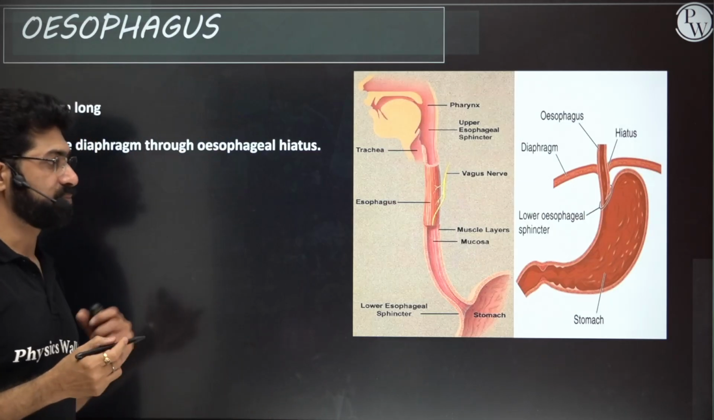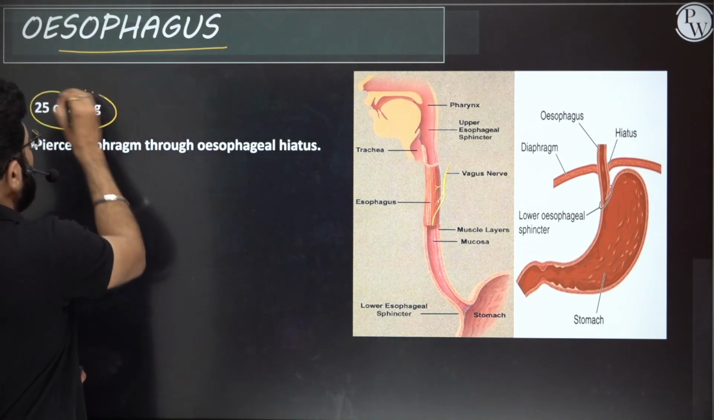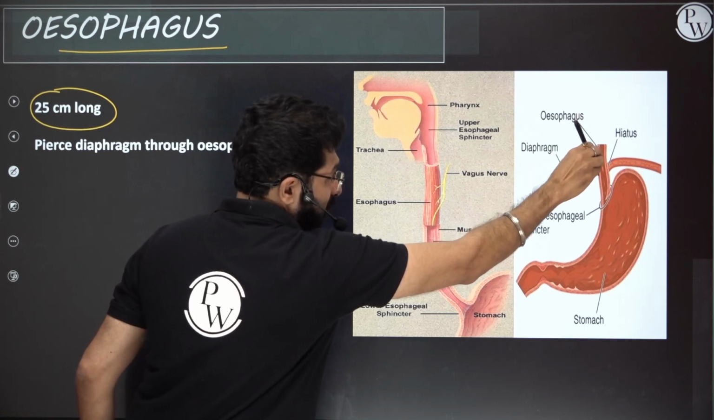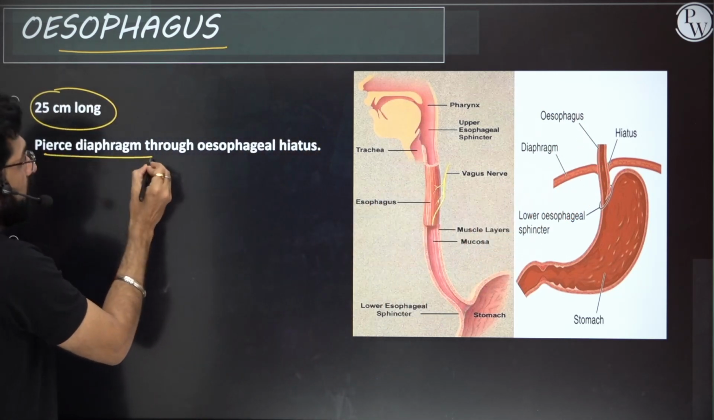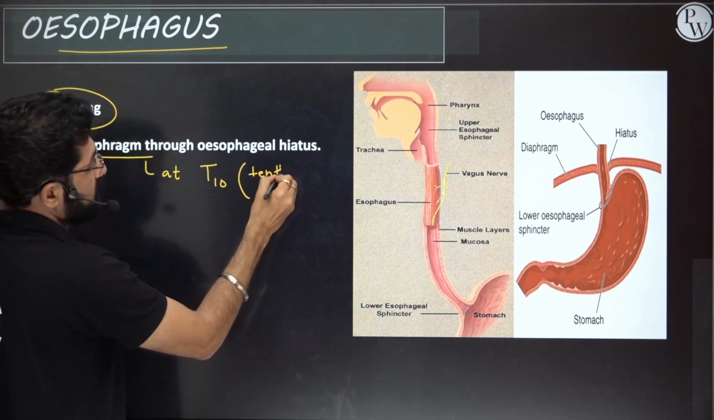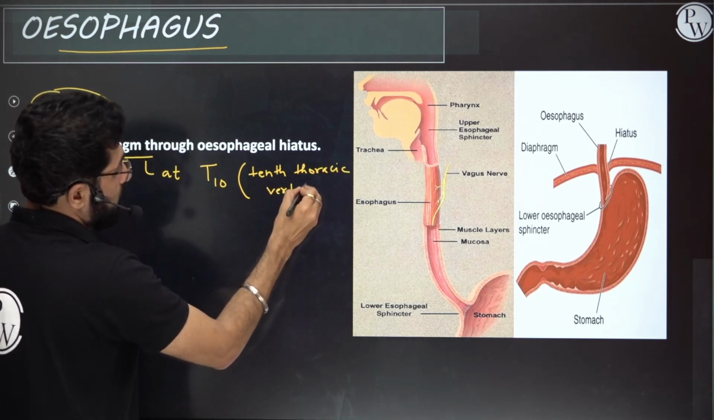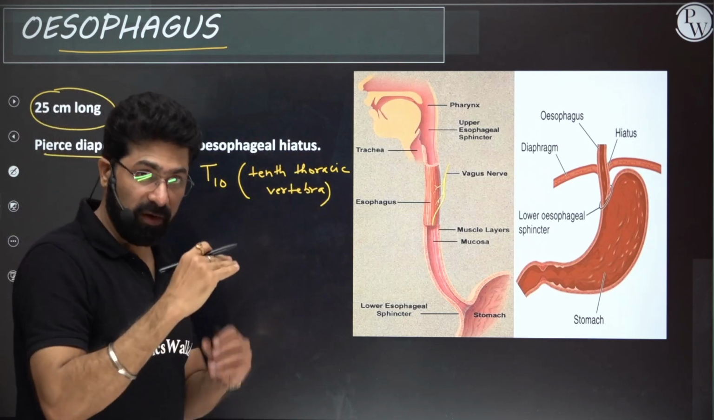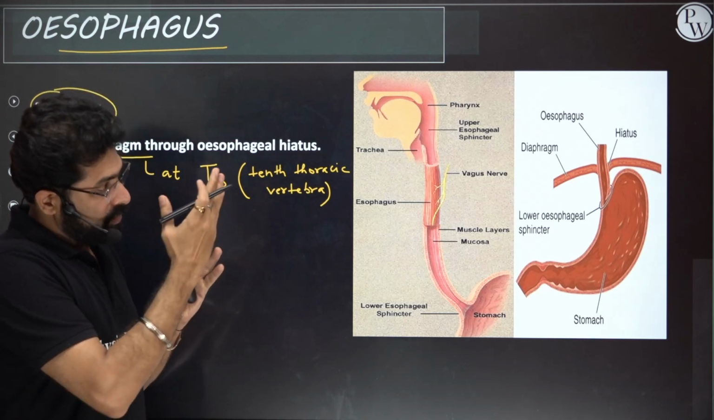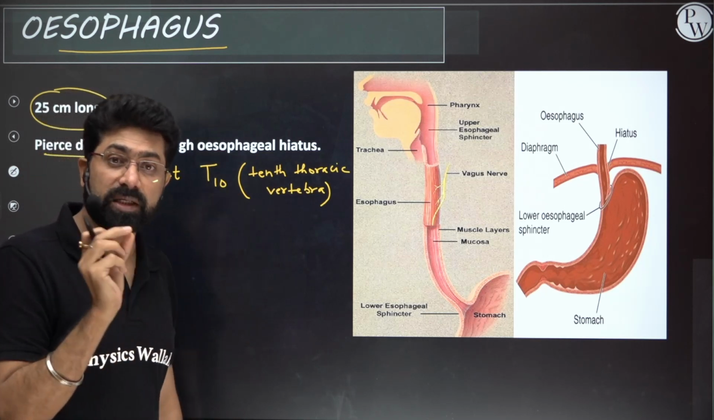Okay, let's continue. Now comes the esophagus. Esophagus is a long tube. It is around 25 centimeters long. And it pierces the diaphragm at around T10. What is T10? That is the 10th thoracic vertebra. At the region of the 10th thoracic vertebra, it is going to pierce the diaphragm. So the diaphragm is going to be pierced at this region, and the esophagus is going to go inside and join the first part of the stomach, that is the cardia part.